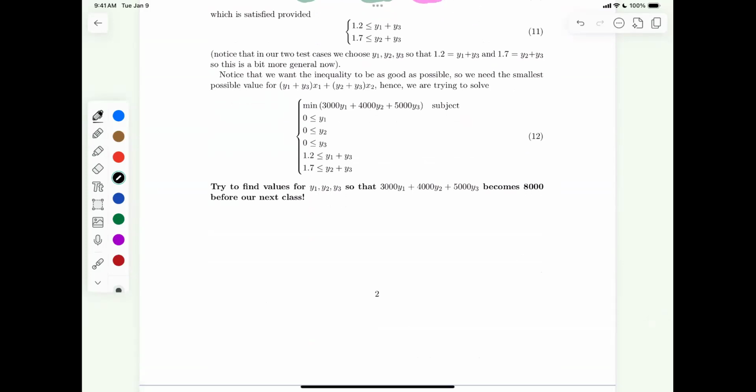Did anyone try that problem? Oh, sorry, yeah. Did you find the value? For y1, I got 0. For y2, I got 0.5. For y3, I got 1.2. Yes, that's correct. So for y1, you got 0. For y2, 0.5. For y3, what was the value? 1.2. Perfect. Okay.